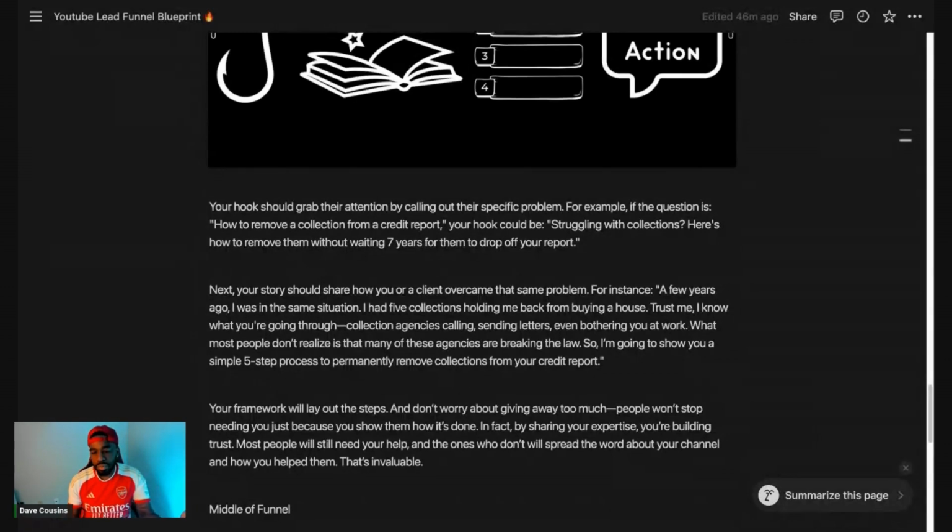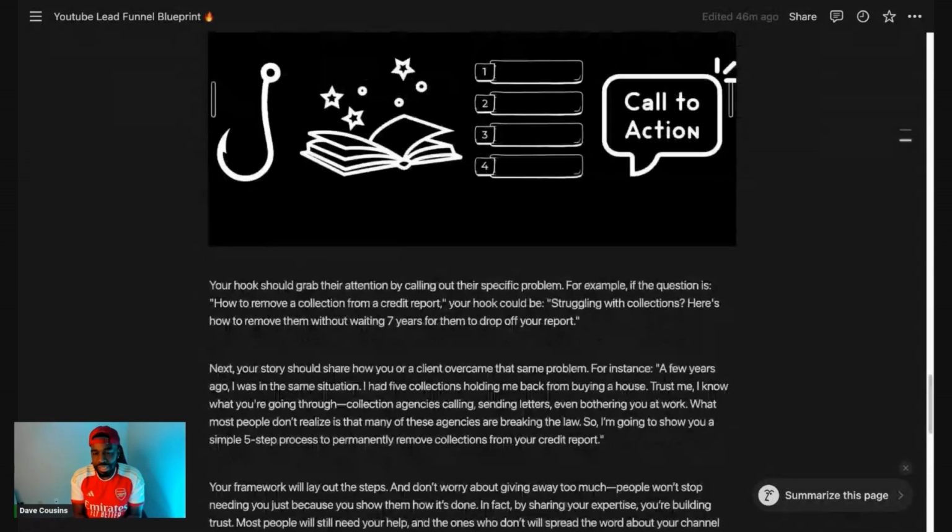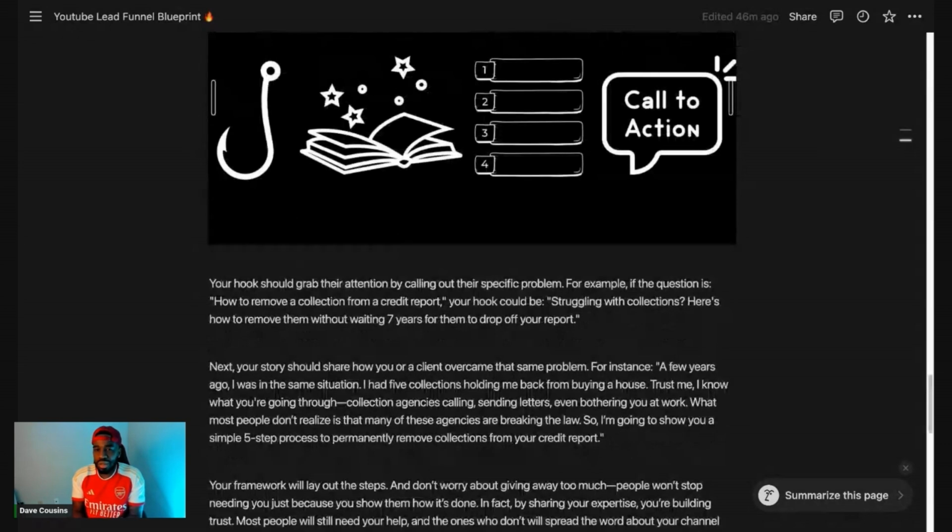So, for an example, how to remove a collection from a credit report. Is a collection on you? Here's the hook. Is a collection still on your credit report? I'm going to show you a specific way on how to remove it without waiting 7 years. All right. Now, I call the person's pain point out. Now I grab their attention. Now they're going to probably listen to everything I have to say.